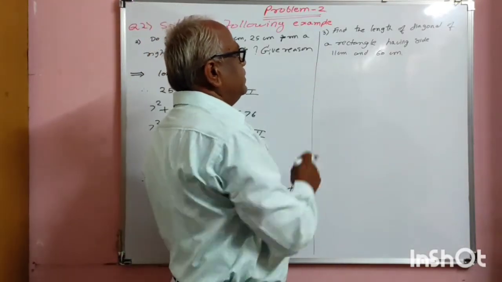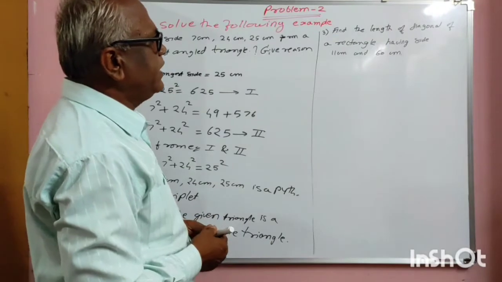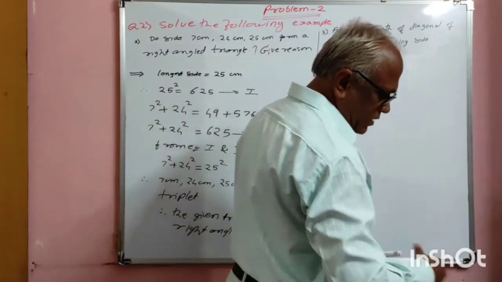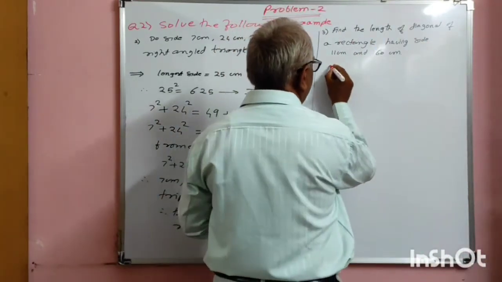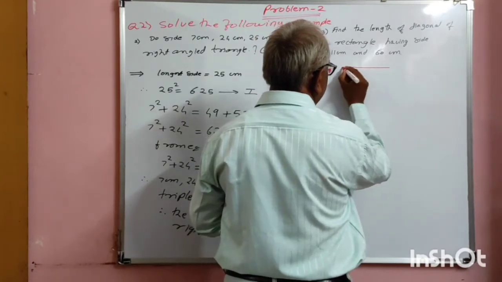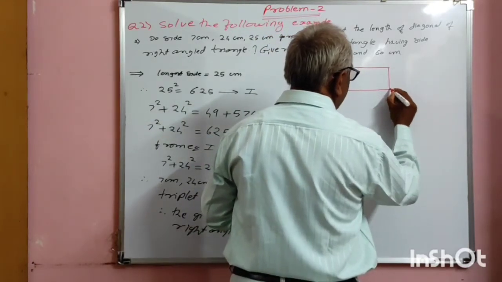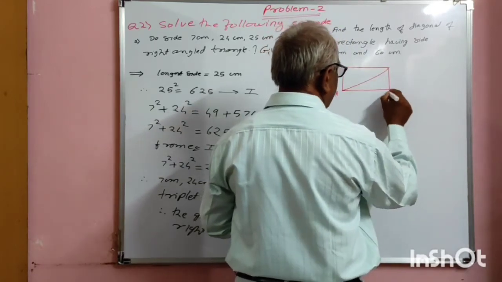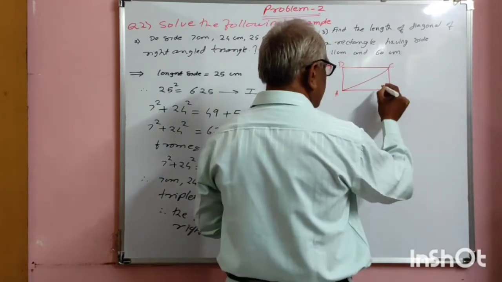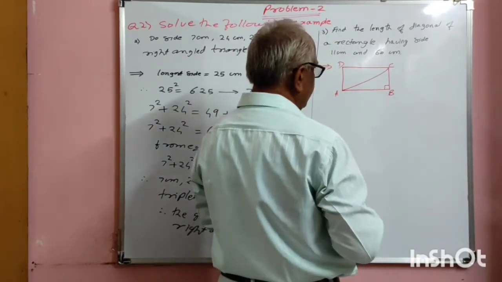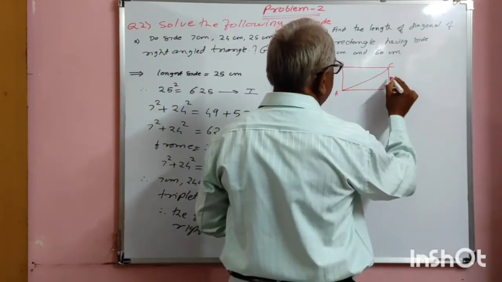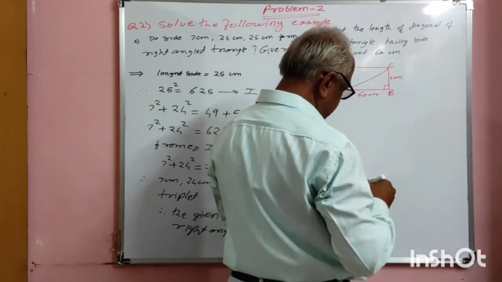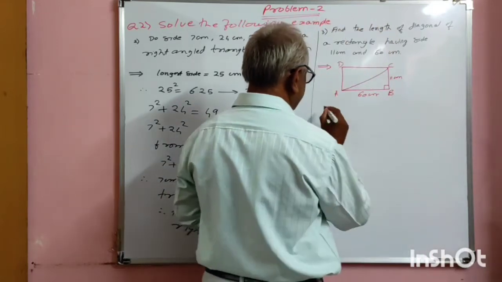Now, third example. Find the length of the diagonal of a rectangle having the sides 11 centimeter and 60 centimeter. Now you can draw the figure of the rectangle here. Solution. We are going to find the diagonal of the rectangle. You can take A, B, C, D. Each angle of a rectangle is 90 degree. Now here this is 11 centimeter and this is 60 centimeter. Find the diagonal AC.